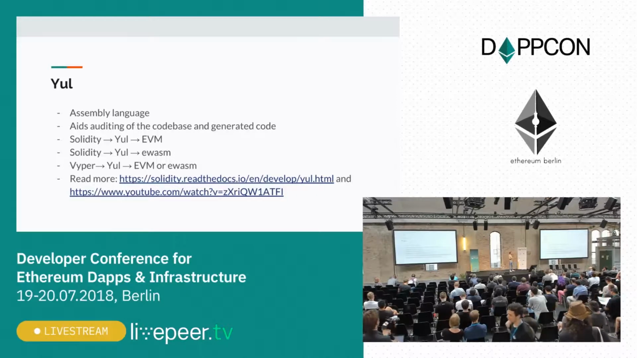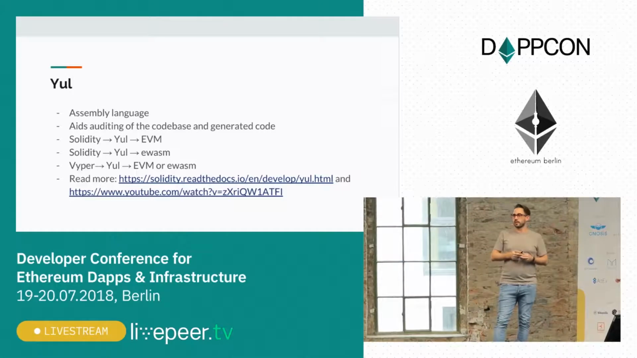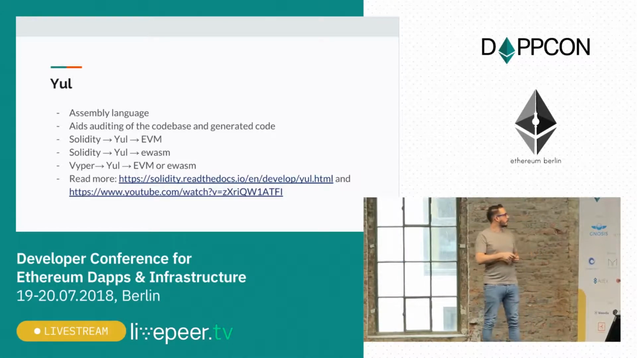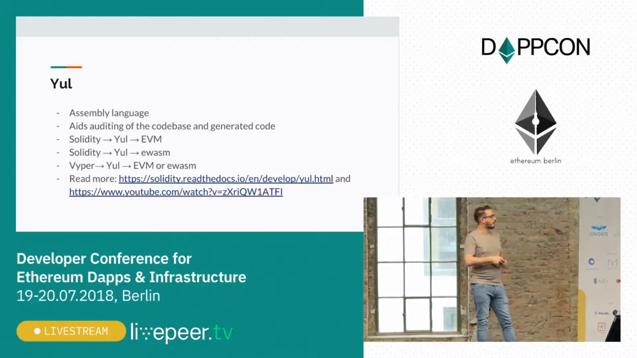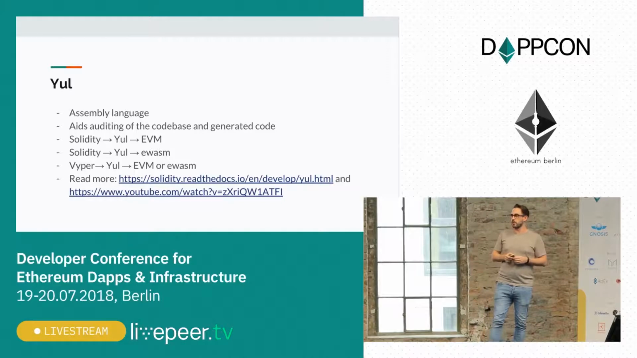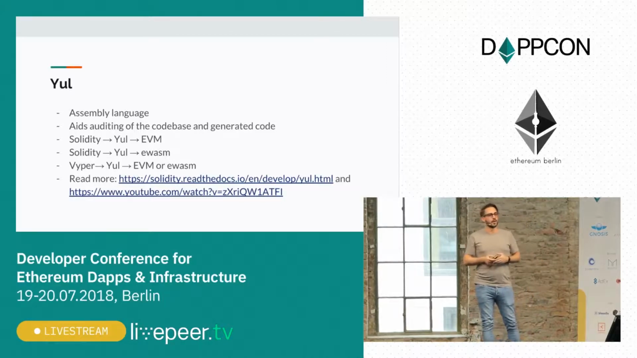So for example, if Viper would decide to compile to Yul instead of what they're doing currently, and currently they're compiling to LLL, they would get EVM output, WebAssembly output, and they would get all the optimization features we have implemented in Yul. They don't really have any optimizations in LLL.